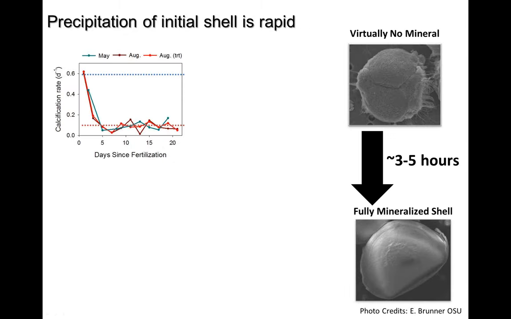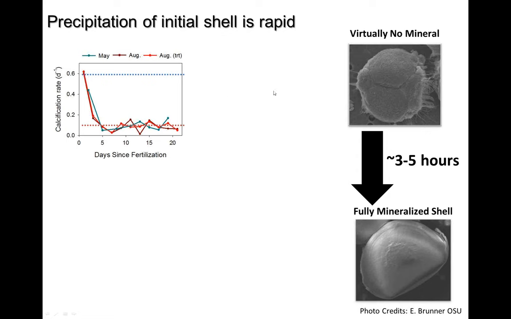So I noted before that the shell formation is very rapid, so these are some estimates of calcification rate, and these are based on estimates from 0 to 1 or 2 days here for the May. We had sampled the larvae at day one in August and day two here in May. That's why this difference is here.